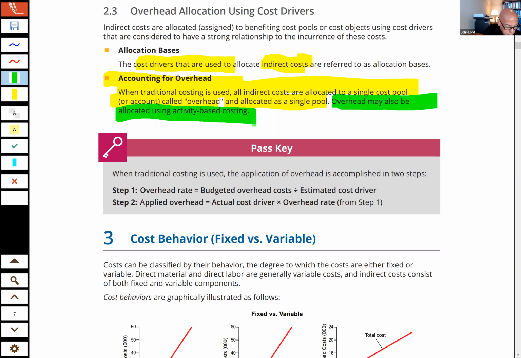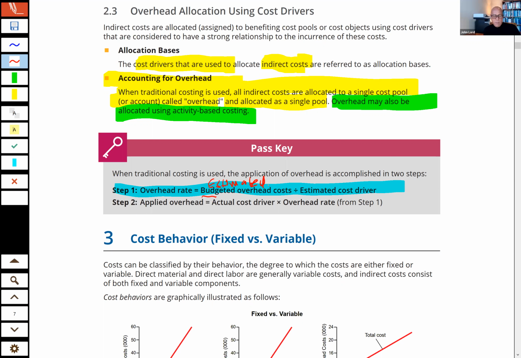Now, when you look at this, you can see that we have these two steps that they talk about here. And they tell us that we take our budgeted overhead cost and divide that by the estimated cost driver. Both of these numbers, budget is an estimate, isn't it? Is a budget an estimate? Yes.